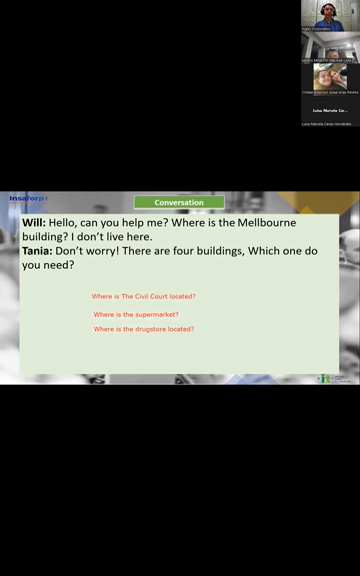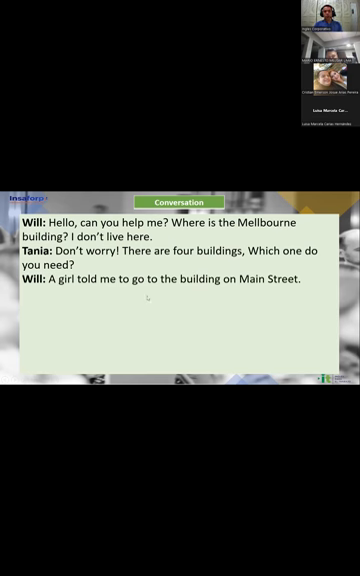Okay. Now, let's continue with the conversation. A girl told me to go to the building on Main Street, the principal street, right? And then it says, I know it. I have information about this building. It's down the street on the left. Left, right? This is my right. This is my left. So we're talking about down the street on the left side. The street has two sides, the right and the left side, right? So the building is on the left side, right?